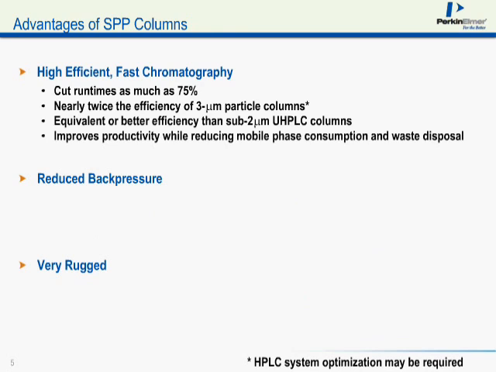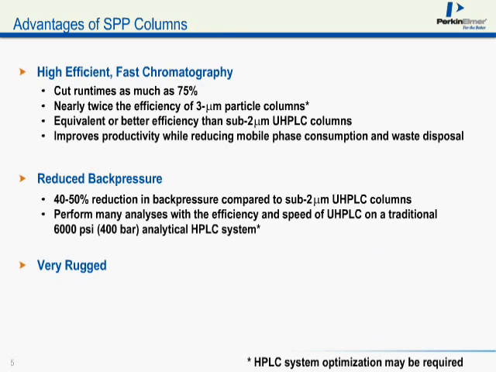but at the same time, if you're running your chromatograms faster, you're also reducing the mobile phase consumption, the amount of waste that you're generating on a per sample basis. In terms of reduced back pressure, compared to UHPLC type columns, you usually see about a 40 to 50% reduction in back pressure.